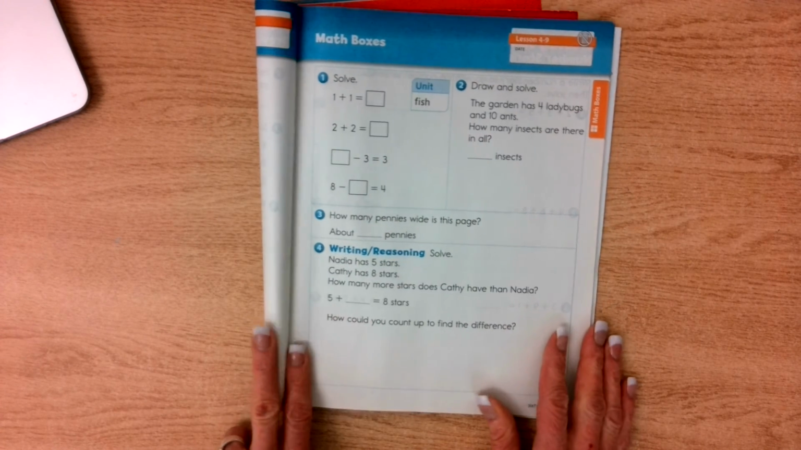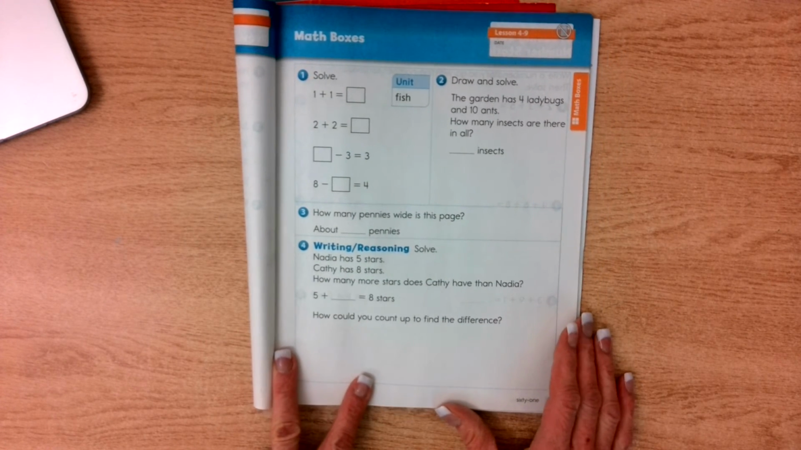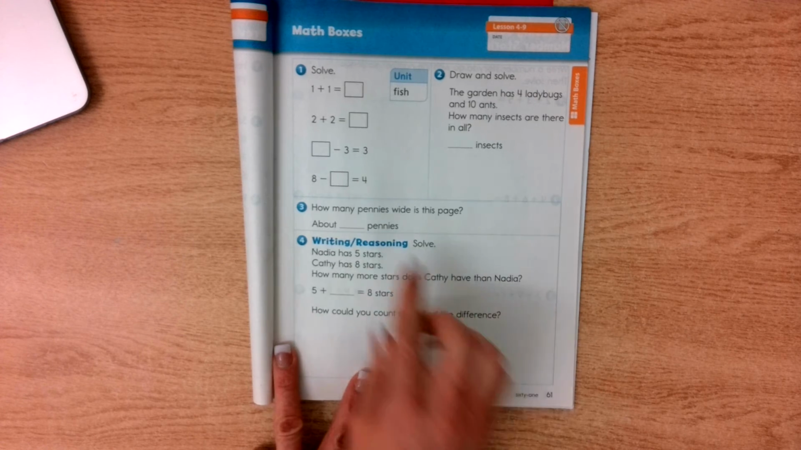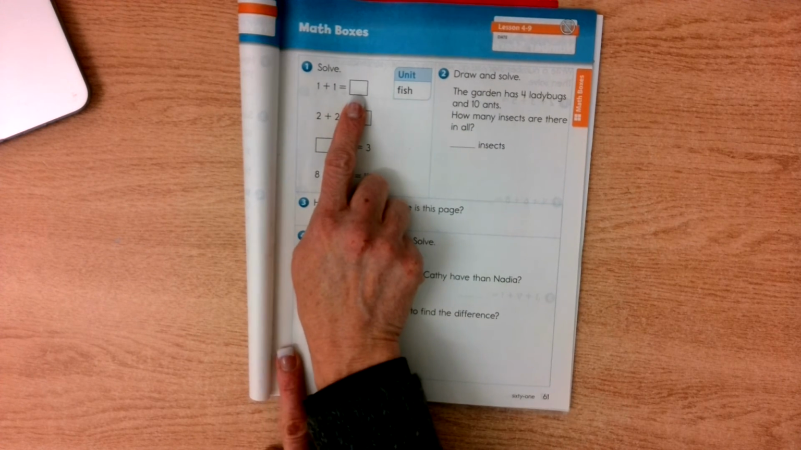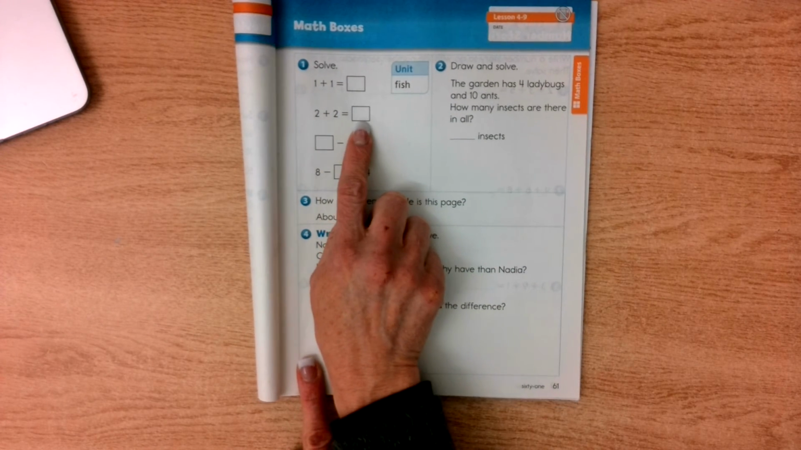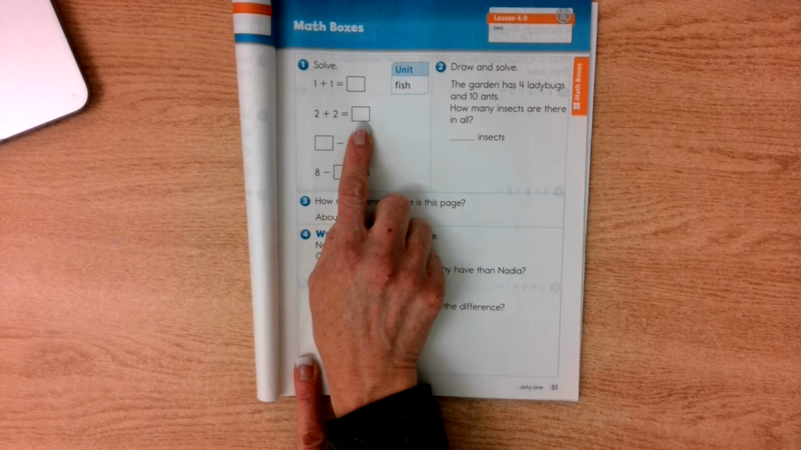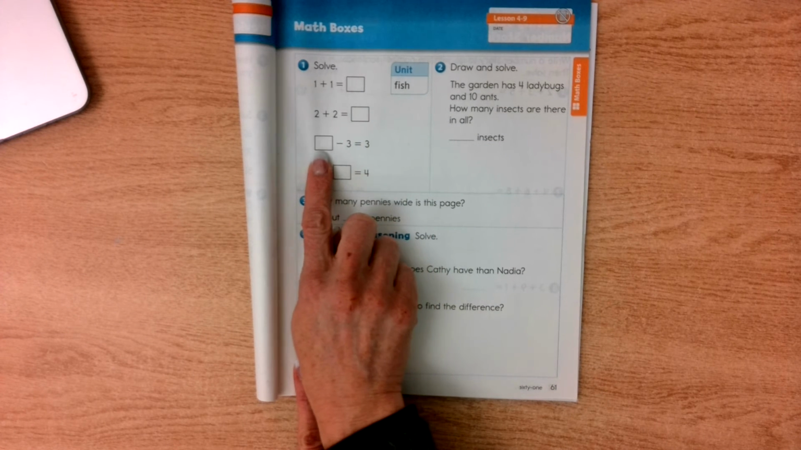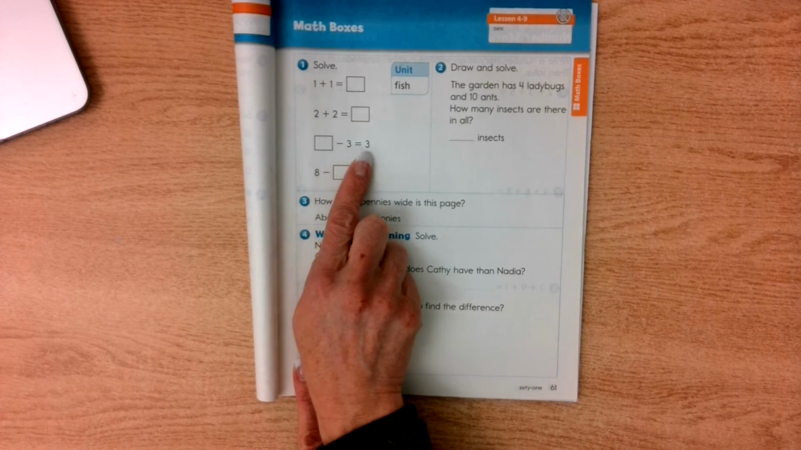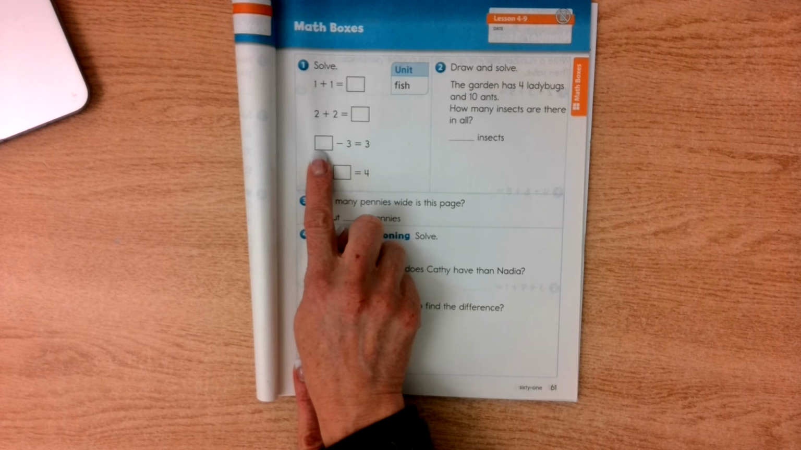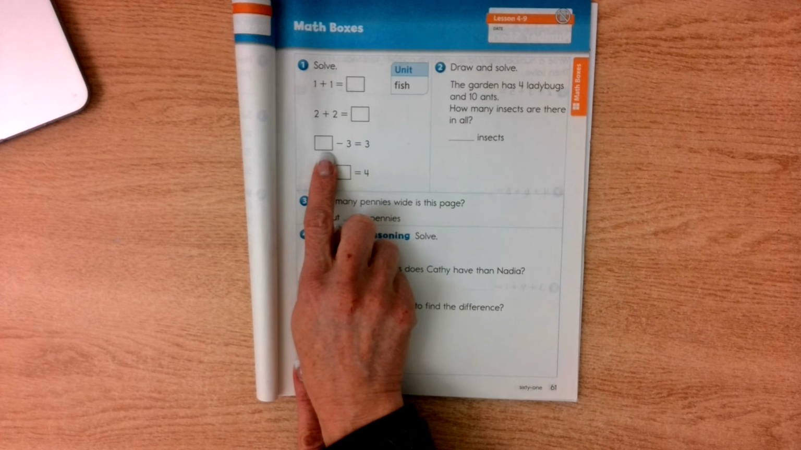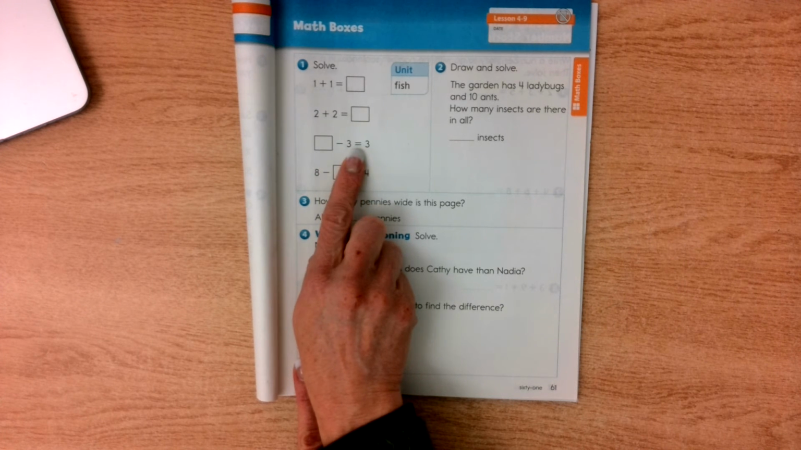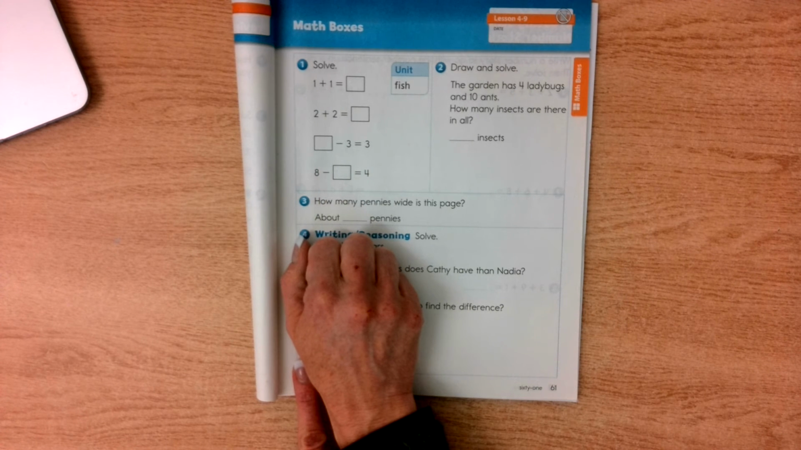Hop over to math boxes. That's 61. So I'm again going to read pretty quickly. 1 plus 1, put the answer here. 2 plus 2, put the answer here. These are some doubles. You should know them in a snap. Blank take away 3 equals 3. So what take away 3 equals 3? So when you're taking away, this number needs to be bigger than these two numbers, because you're taking them away.